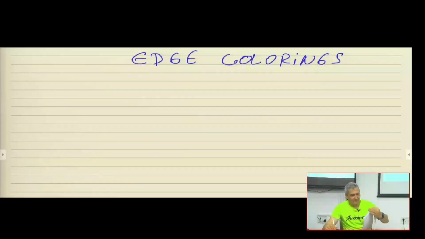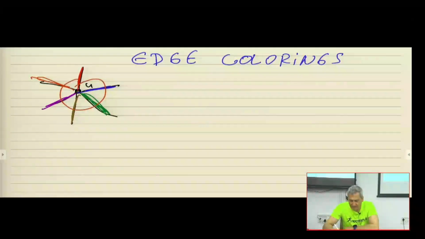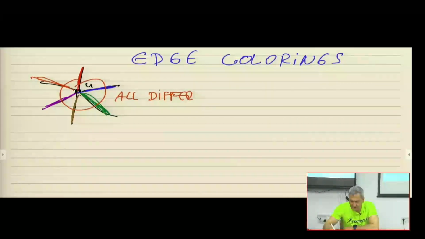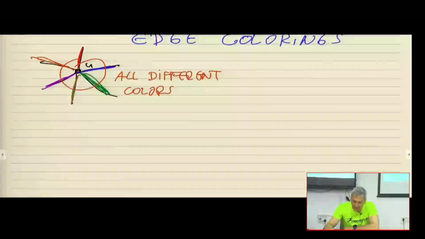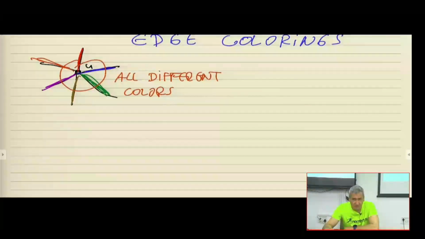So when we color edges, we have one requirement. Let's say we have a vertex, and these are the edges at the vertex U. What we want is for all of them to be colored with different colors: blue, green, brown, purple, orange. So all different colors. And of course we want to use the smallest possible number of colors. This smallest possible number of colors is called the chromatic index.